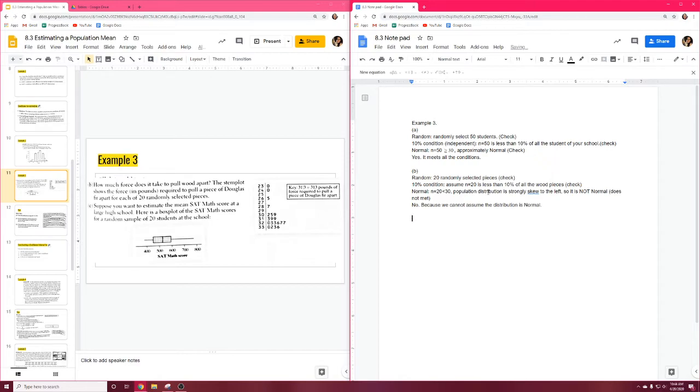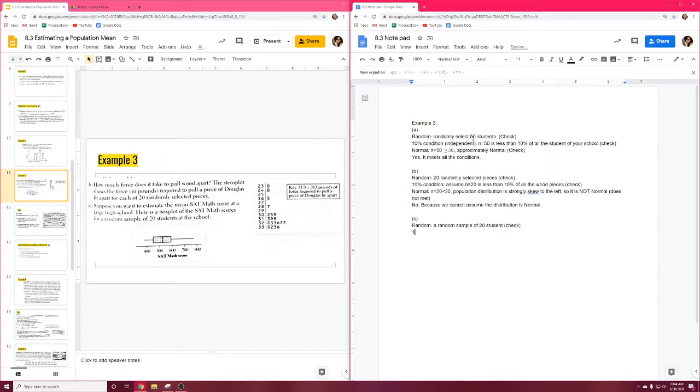Okay. So hopefully after these 3, you will know exactly how to confirm the conditions. Random. So this one, random, they said for a random sample of 20 students. So that's good, a random sample. As you can see, in all 3 questions they use the word random, but they express it differently. So you need to read your question carefully and make sure the question has the information of random.